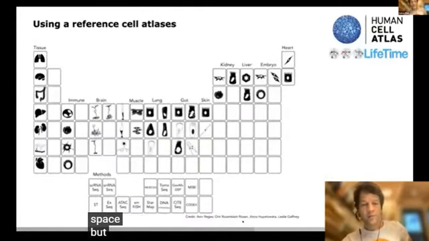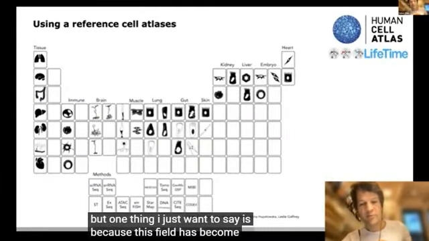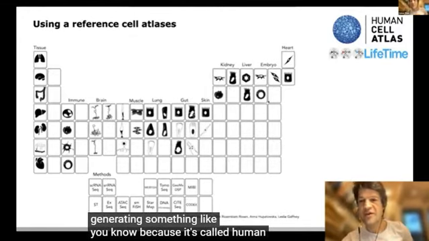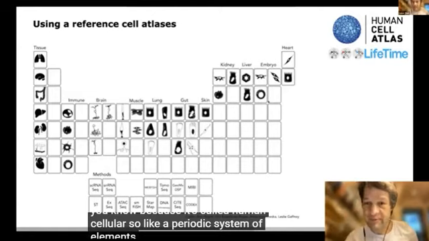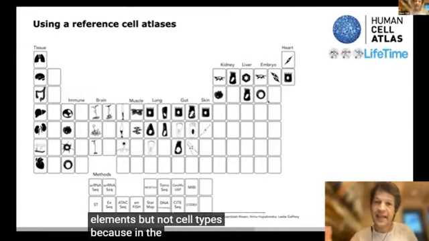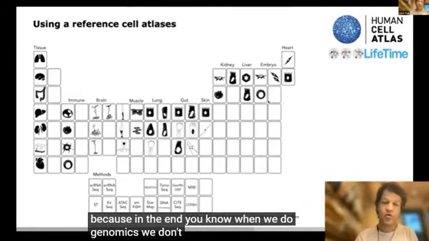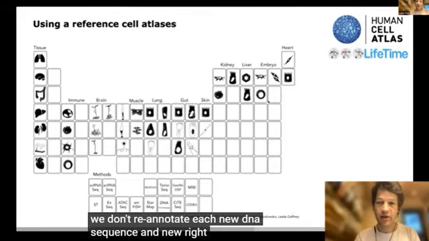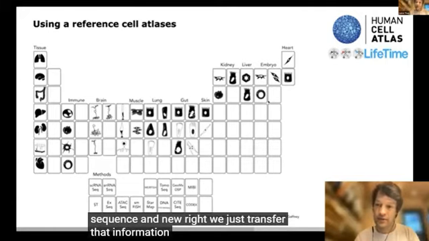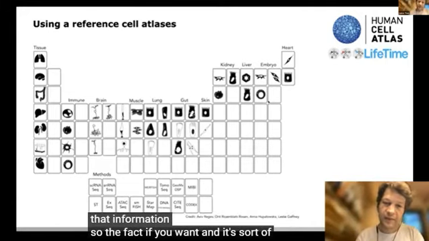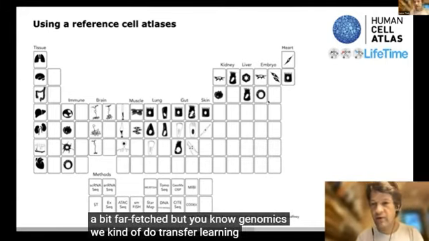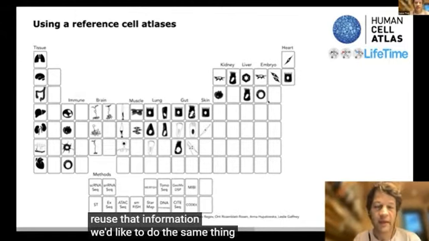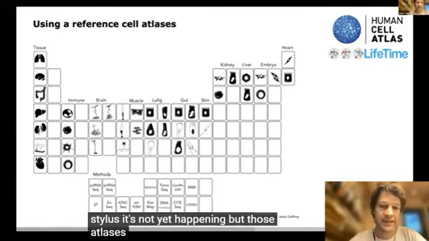But one thing I just want to say is, because this field has become so popular, a lot of people have been generating something like, this is called the Human Cell Atlas, so like a periodic system of elements, but now of cell types. Because in the end, when we do genomics, we don't recluster, we don't re-annotate each new DNA sequence anew, right? We just transfer that information. So de facto, if you want, and it's sort of a bit far-fetched, but in genomics, we kind of do transfer learning, right? So once we have a gene annotated, we just reuse that information. We'd like to do the same thing for cell types. It's not yet happening, but those atlases are being generated.